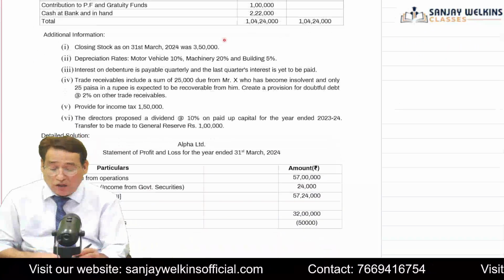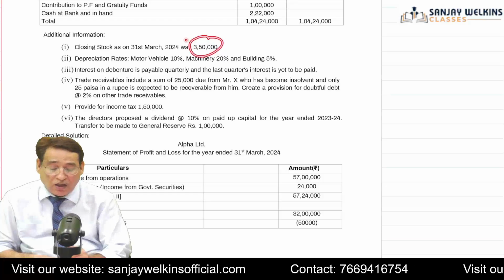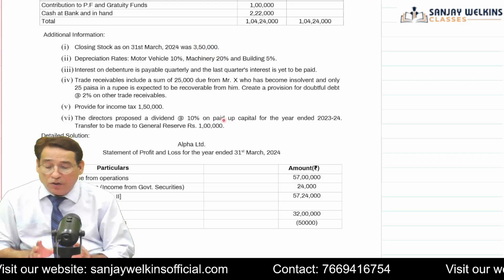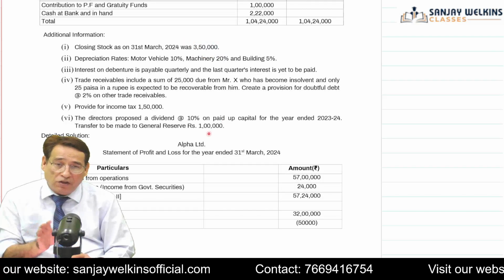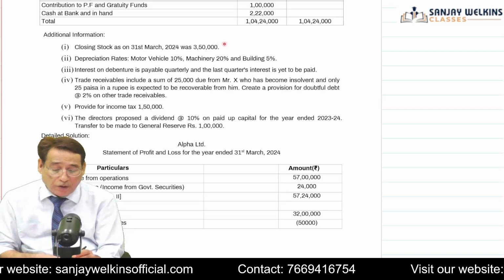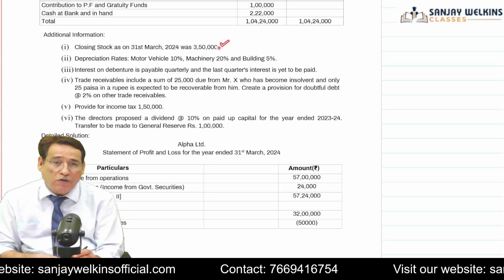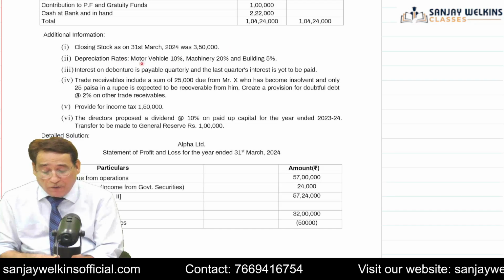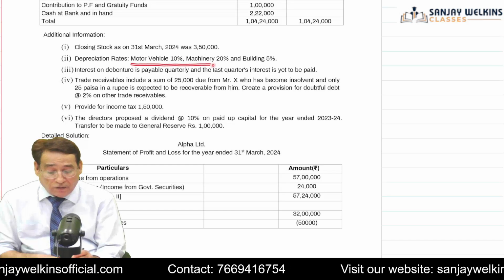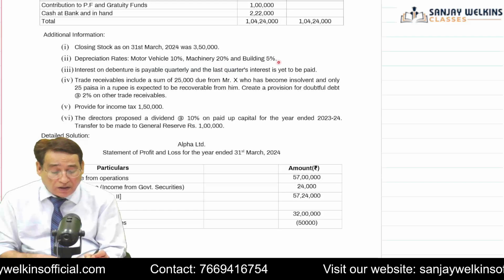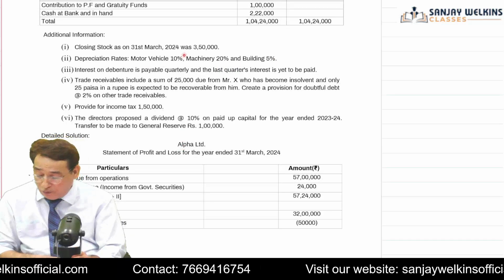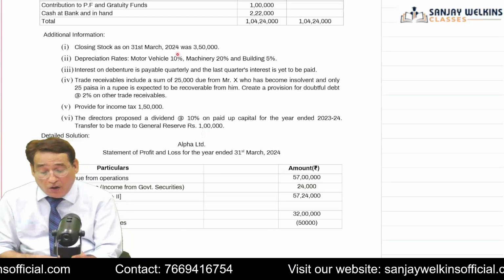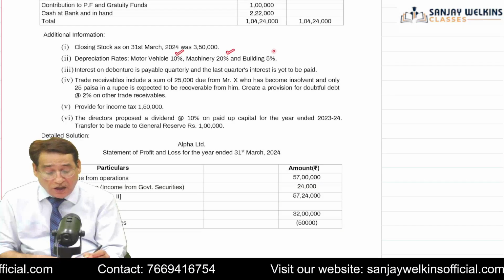Below, you are now being given that closing stock is 3,50,000. Closing stock will be used for computing changes in inventory, as I told you, but because it is an adjustment, it will also come under current asset later on. Then we have to provide depreciation at the rate of 10%, 20%, and 5%. Is it clear to you? We have to provide depreciation on motor vehicles, on machinery, and on buildings.